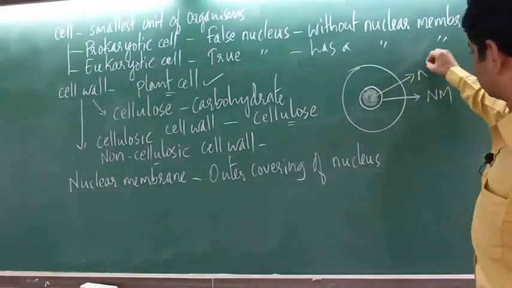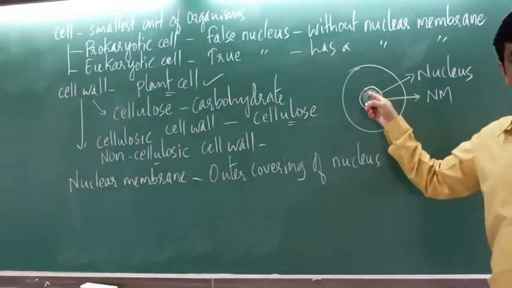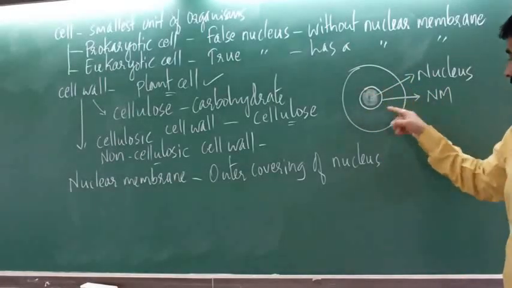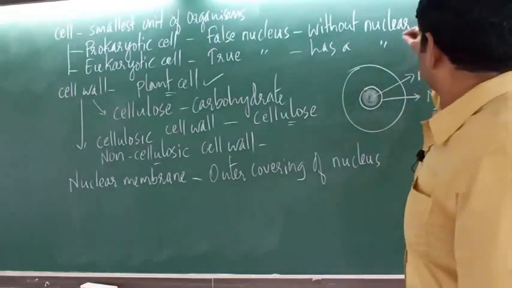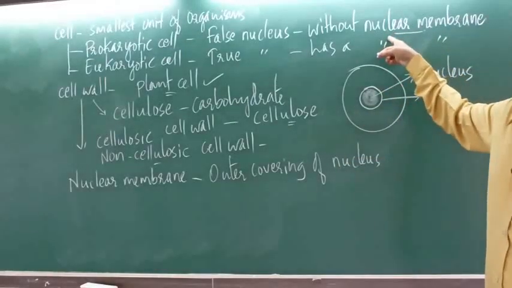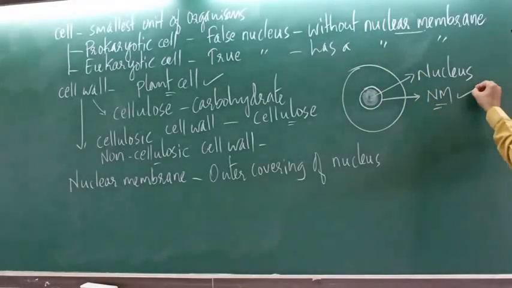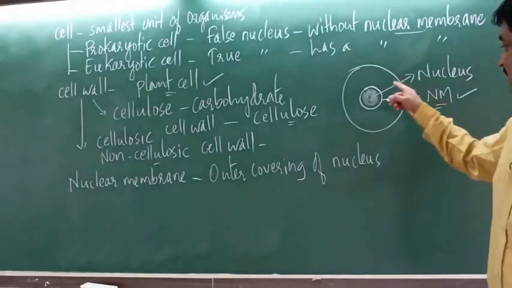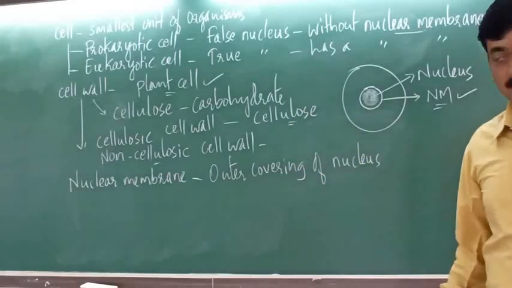So I label this as nucleus. This is the nucleus which is located here in the center of this cell, and this nucleus is surrounded by this covering called nuclear membrane, right? So here we have discussed absence of nuclear membrane and presence of nuclear membrane. When this nuclear membrane is absent, the cell can be called prokaryotic. If this nuclear membrane is present, the cell can be called eukaryotic cell.